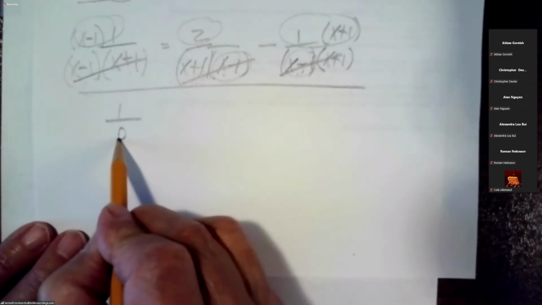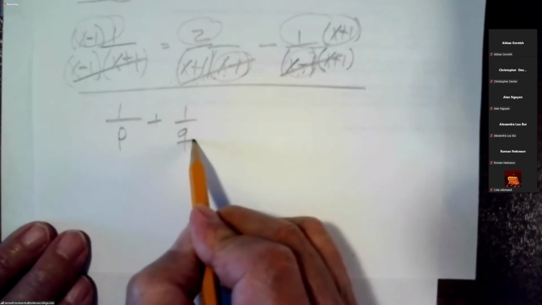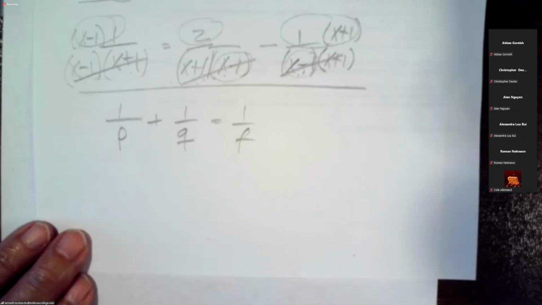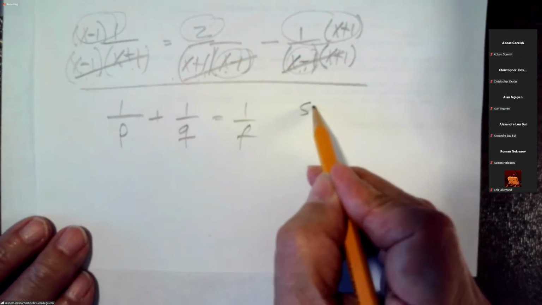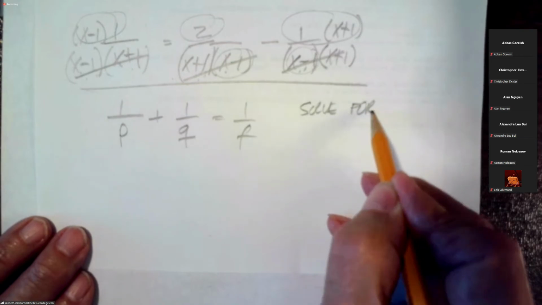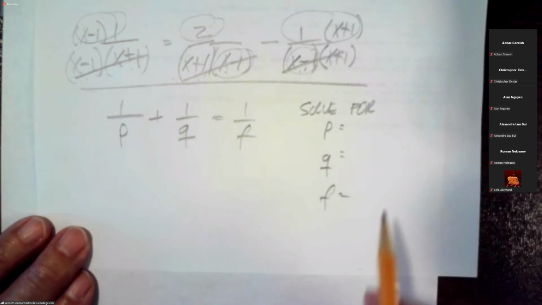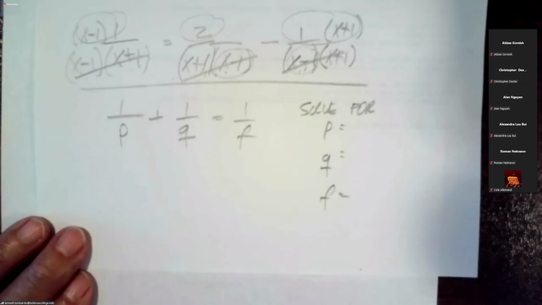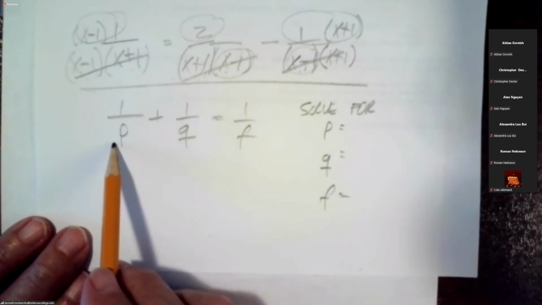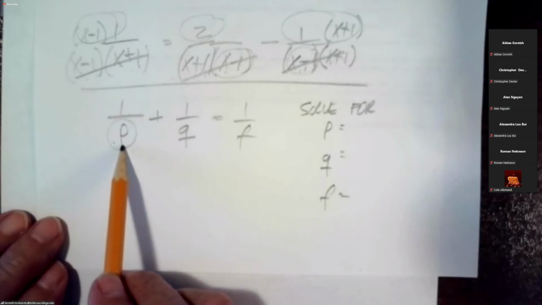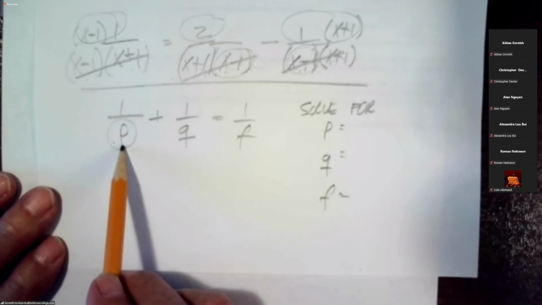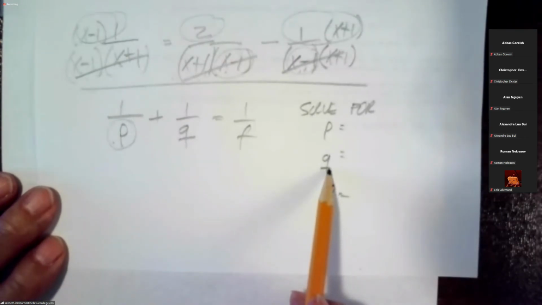One thing I want you guys to be able to do, if I give you in fraction form 1 over P plus 1 over Q equals 1 over F, these could be any variables, and I ask you to solve for P or Q or F, I would like you to be able to do that. So let's just take the first one. Are we able to solve this for P? And if so, how are we going to do that? I'm going to step you through how to do that. Then I'll ask you to see if you're comfortable with solving for Q.